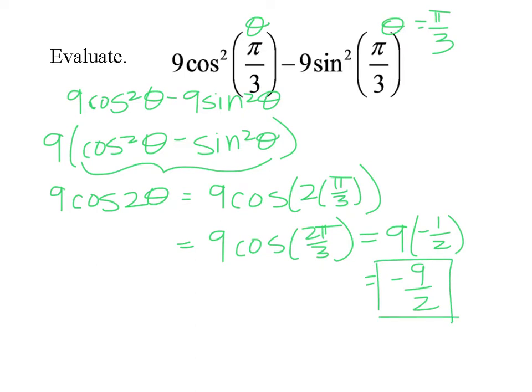So sometimes you may have to factor something out of there in order to continue simplifying. So if you don't see the identity right away, try and see if you can factor something out.